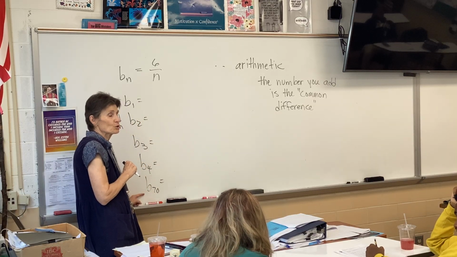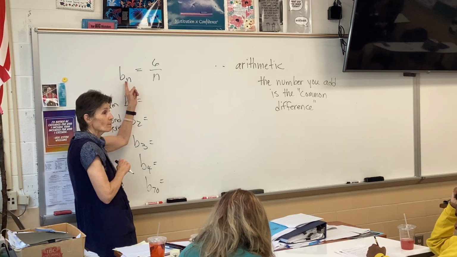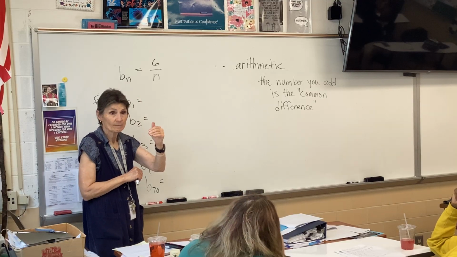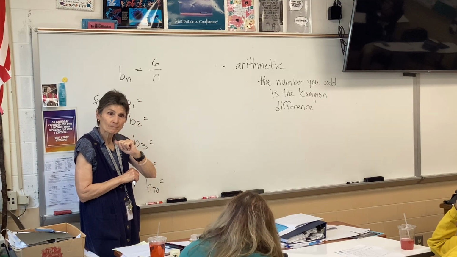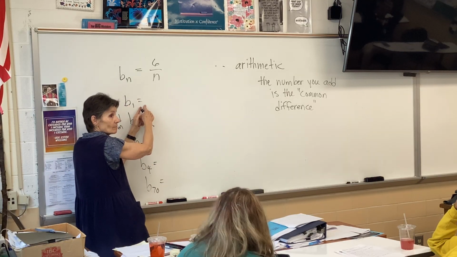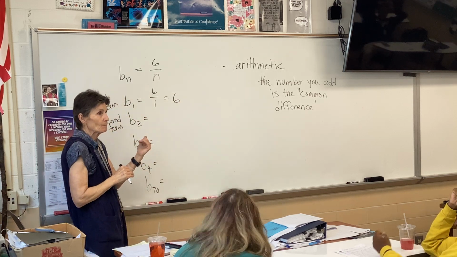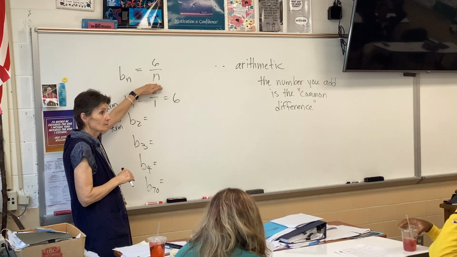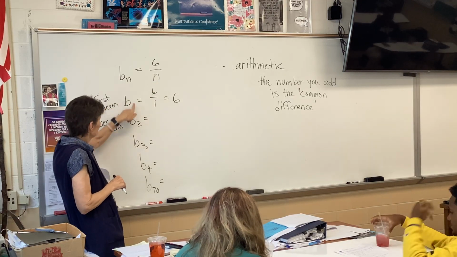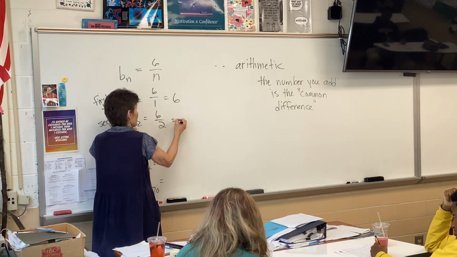Okay? Now, it's super simple. We're not making this hard. It is so easy. The formula says B sub n is 6 over n. So what do you think B sub 1 is? 6 over 1. Exactly. It's that easy. You have a formula. You are going to plug in whatever they put right here. So what's B sub 2? That would be 3.